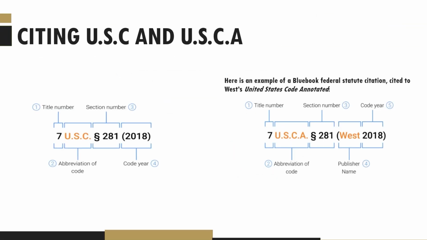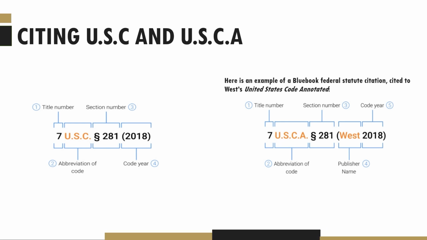On the left is the citation for the United States Code, and on the right is the citation for the United States Code Annotated, published by West. Both cites refer to the title number, abbreviation of code, section number, code year, and in the case of the USCA, the publisher's name. The USC is the official code, and the publisher does not need to be specified. The odd-looking symbol that looks like two overlapping S's is the standard symbol for section.